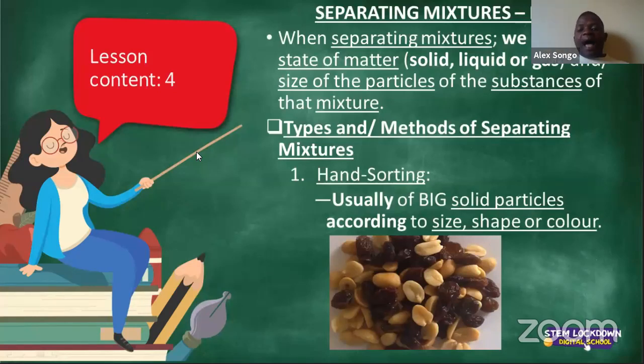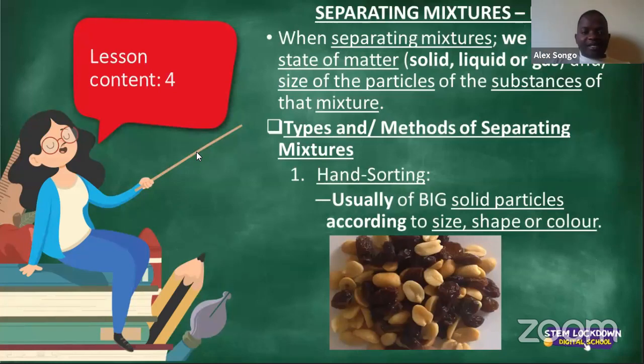For an example, I am a huge fan of peanuts. However, ladies and gentlemen, I don't like raisins so much. So usually what I do is I separate the raisins from the peanuts. And what am I doing when I do that? I am using my hand. So what are we saying? We are saying there's a type of separation or a method of separation which is called hand sorting, wherein the particles are big, you can touch, you can feel them. Now you can move them with your hand flawlessly without struggle.